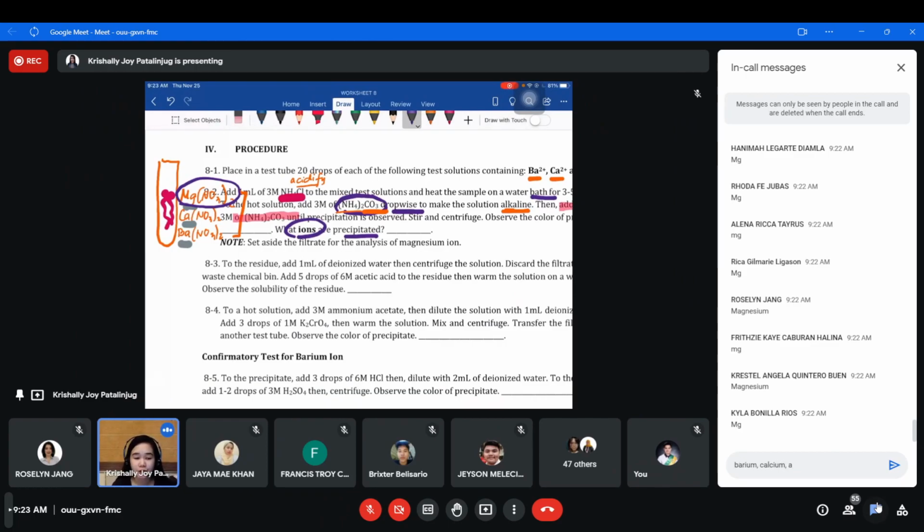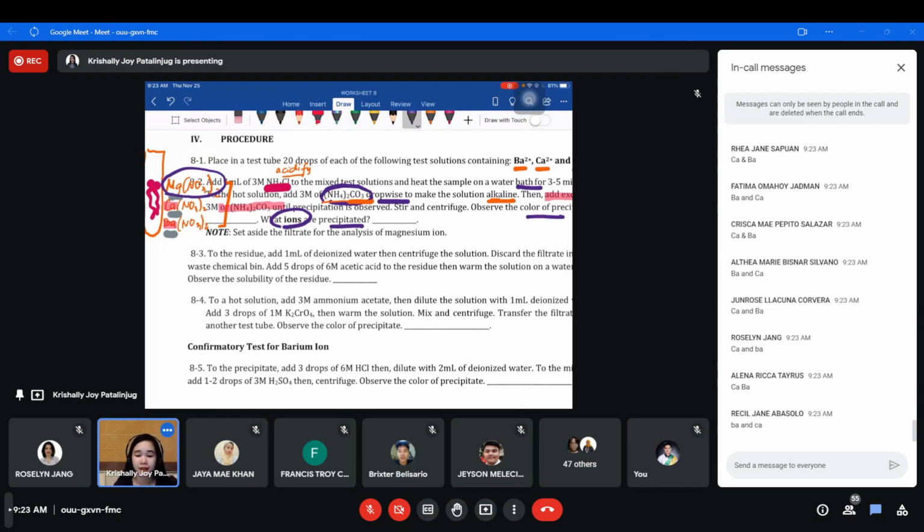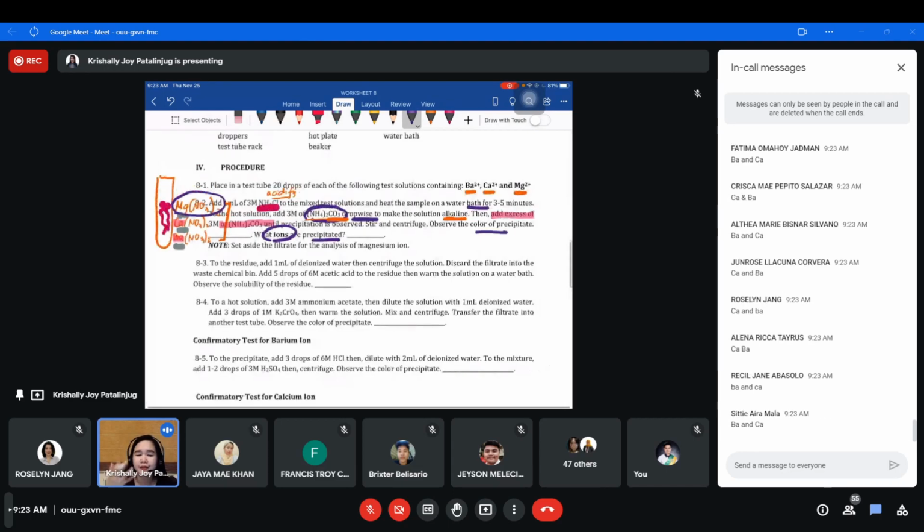So yung question dito, what ions are precipitated among the three? Among the three, magnesium, calcium, and barium, saan dito yung parte ng precipitate? Both. Okay, very good. Both calcium and barium. Yun lang. Okay, then you will be observing later on the color of the precipitate. Okay, syempre, makita mo na sa video unsay color sa precipitate.